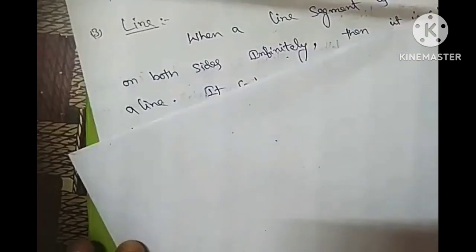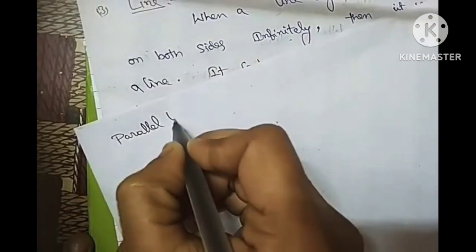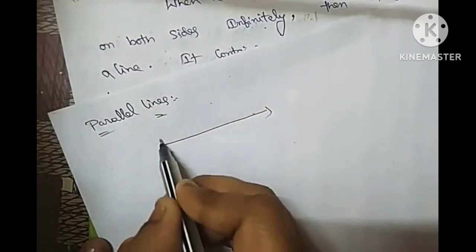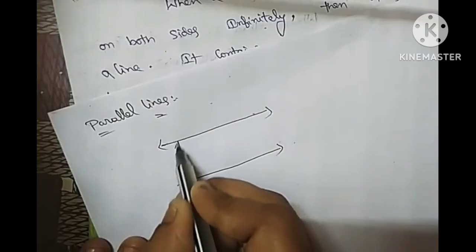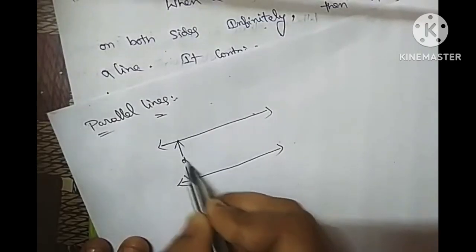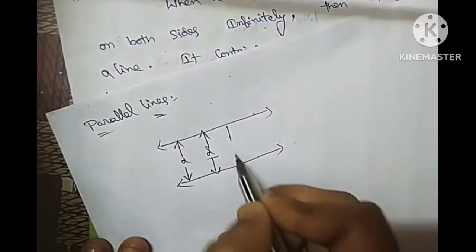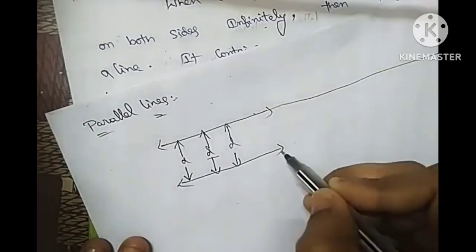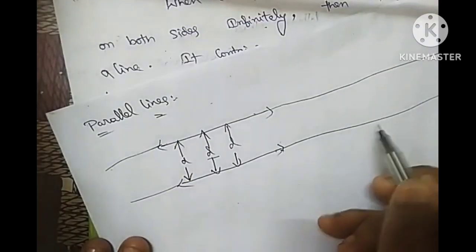Okay, see, for parallel lines, two lines will be there. One is one line and this one is another. They always maintain the same distance. Here also the same distance. Here also the same distance. Here also the same distance. Throughout, even if they are extended up to infinity, they will maintain the same distance between those two lines.